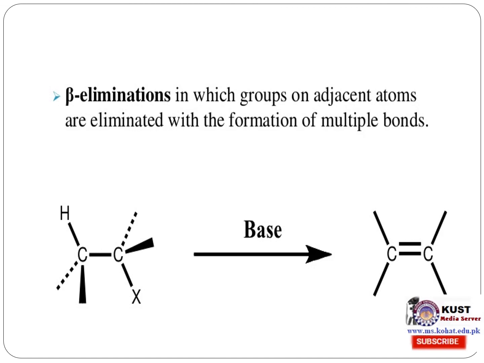Beta elimination is one in which groups on adjacent atoms are eliminated with the formation of multiple bonds. Like here, if we see, the halogen is attached to this carbon, and this is the alpha carbon, while the next carbon is the beta carbon. The hydrogen is removed from this carbon, and so it's called beta elimination. In the presence of a base, we get a double bond or unsaturated compound.